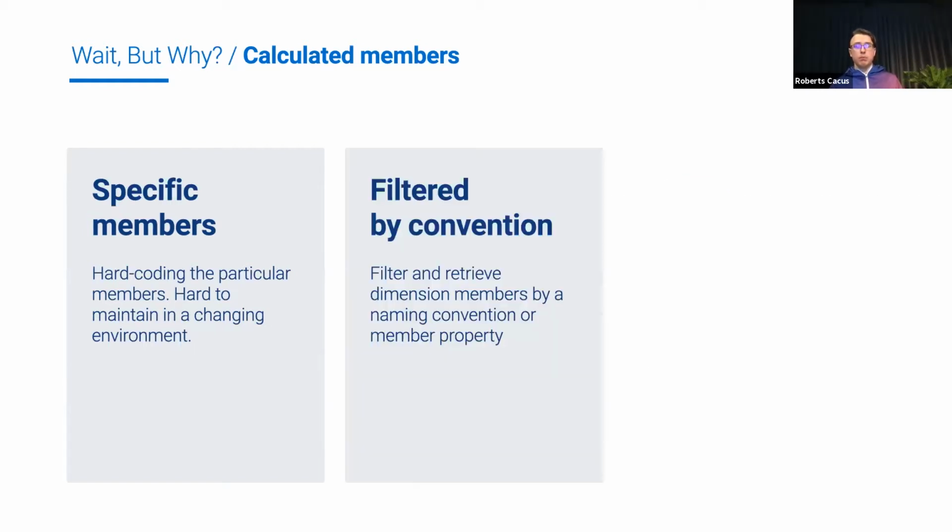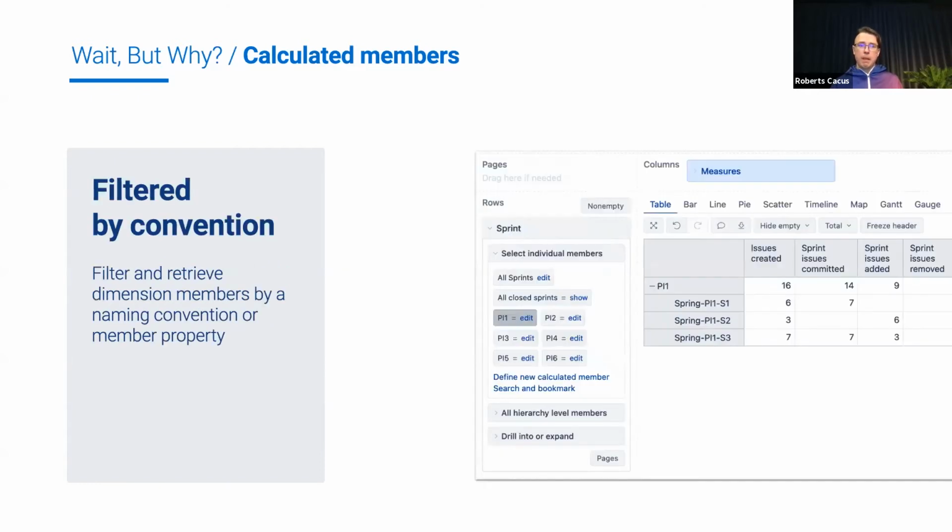Another example is where, on the contrary, grouping specific members is counterintuitive because new members are added periodically. Such an example is the sprint dimension, where every now and then new sprints are created. Grouping them by pointing to specific members can get old really fast. In such cases, you can aggregate members by some naming convention, the member name or a property.